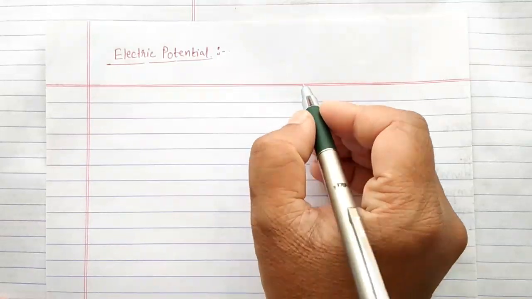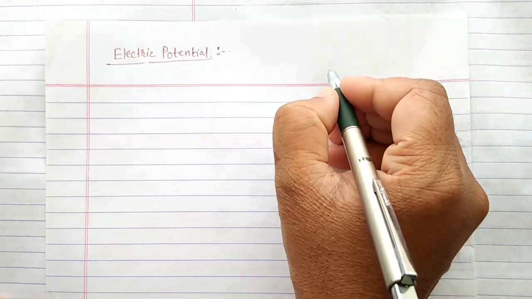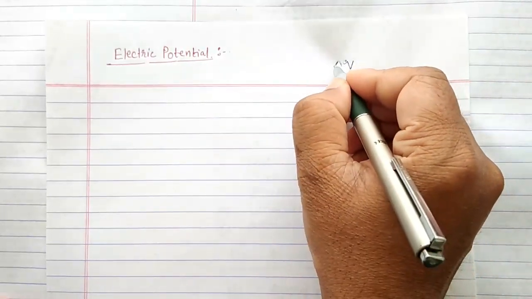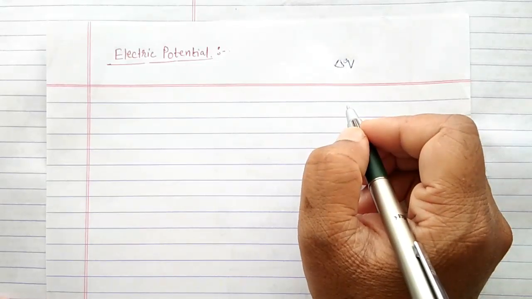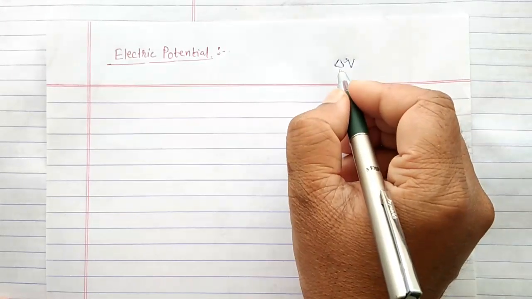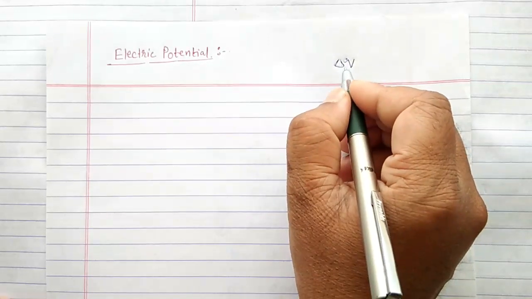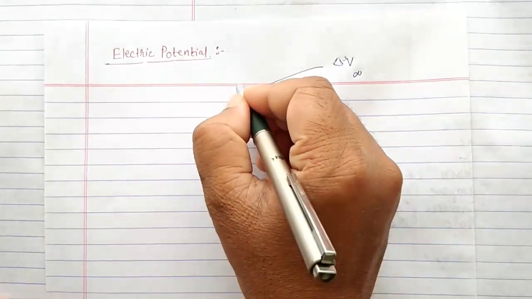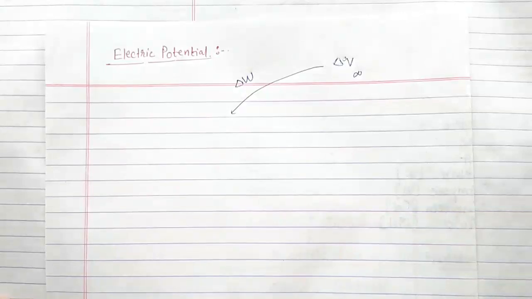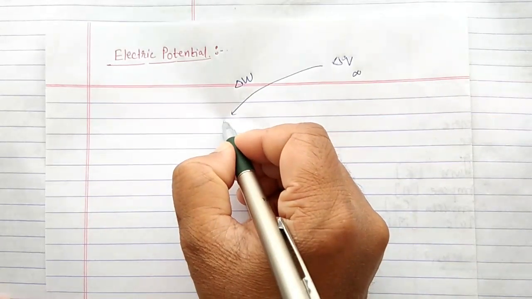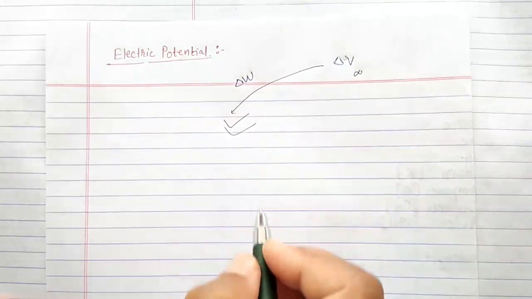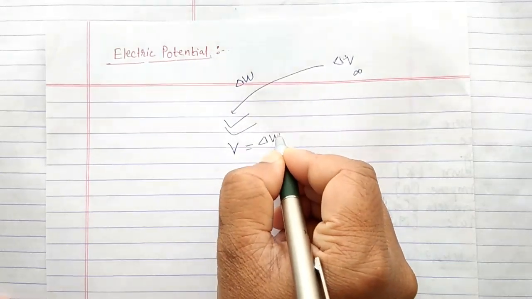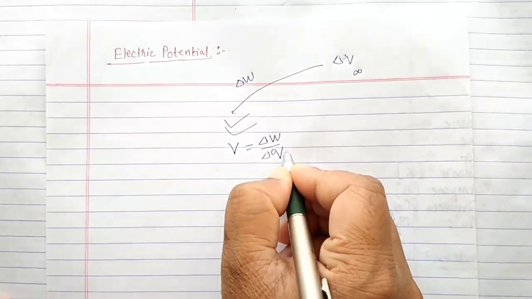If you take an infinitesimal test charge dq, and the work done in bringing this test charge from infinity to a point is dW, then the electric potential at this point is given by V = ΔW / ΔQ.